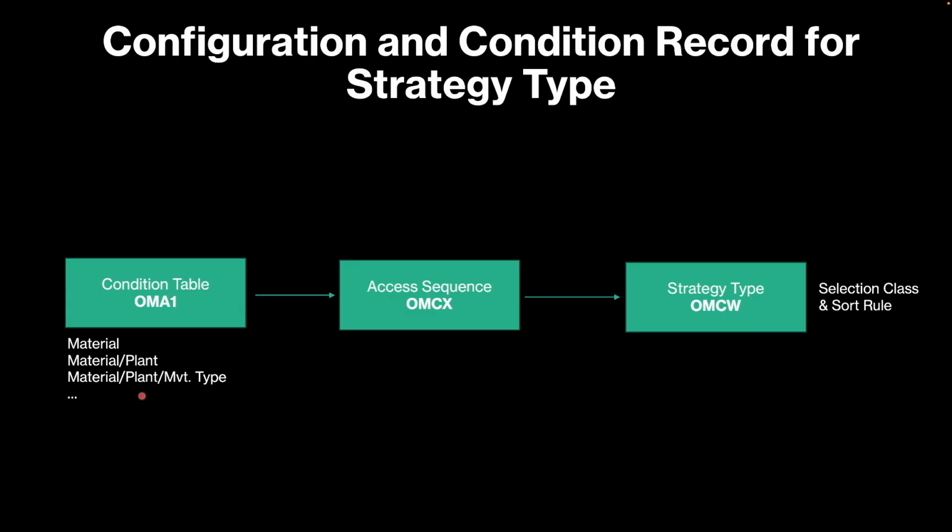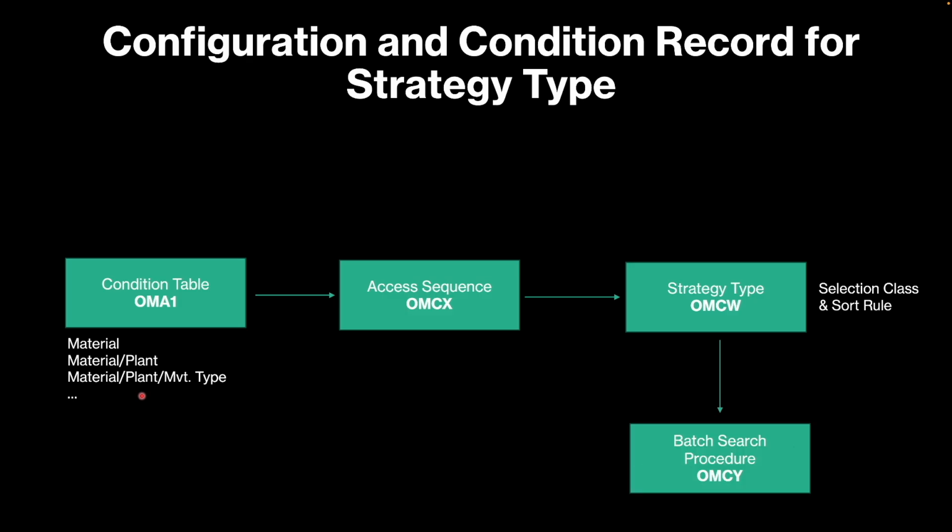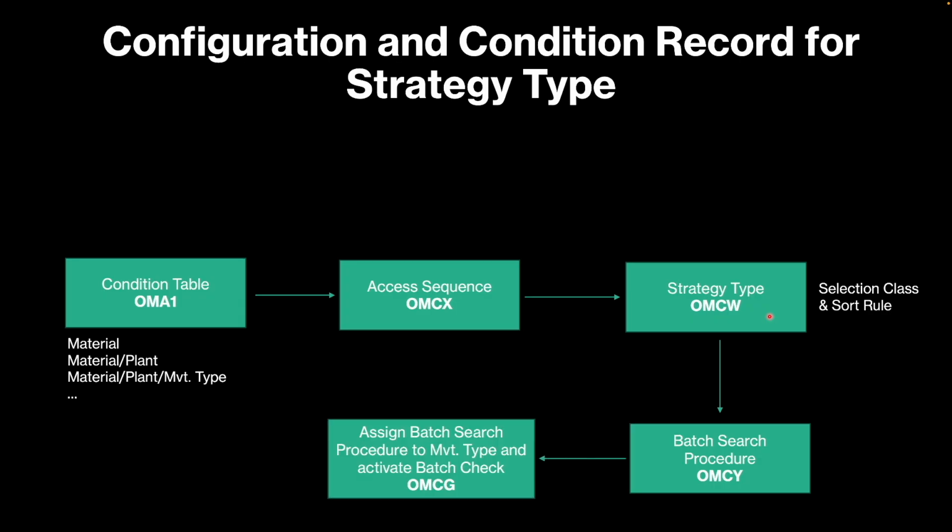Then let's say that in your plant you want to apply multiple strategies. As we saw, we have multiple strategies like FIFO, LIFO, or FEFO. Let's say that you have created strategy types for all these methods. Then how can you save all these methods in one entity? To save all these methods in one entity, you have something called a batch search procedure. In this batch search procedure, you can maintain multiple strategy types. And then this batch search procedure, you will assign to the movement type.